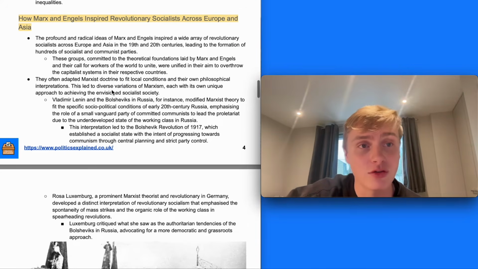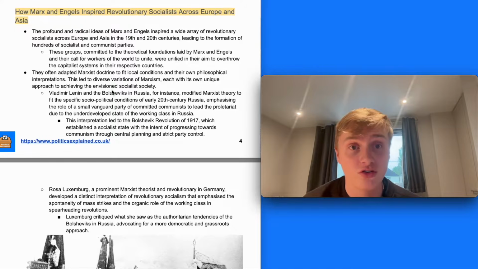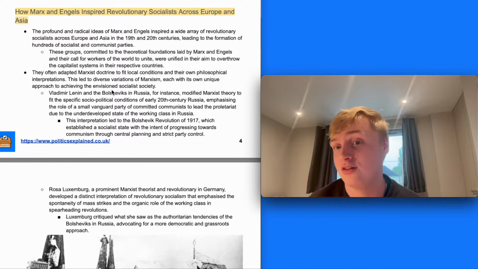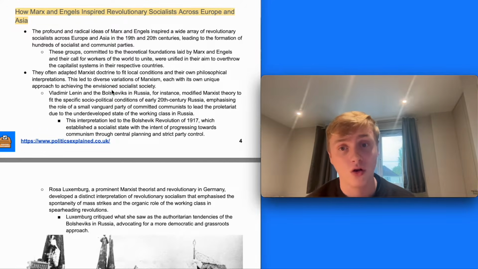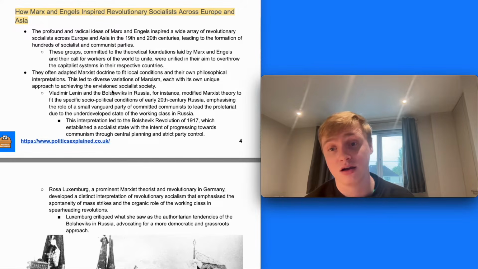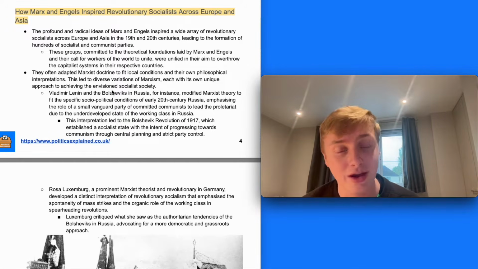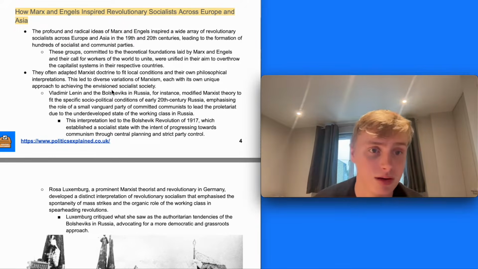So, continuing with revolutionary socialism, Marx and Engels ultimately inspired revolutionary socialists across Europe and Asia. So they led to working class, communist, socialist parties springing up across Europe and Asia. And they were really committed to the theoretical foundations laid by Marx and Engels. They were really committed to violent working class revolutions to create equality, to create collectivism, and to create complete workers' control.